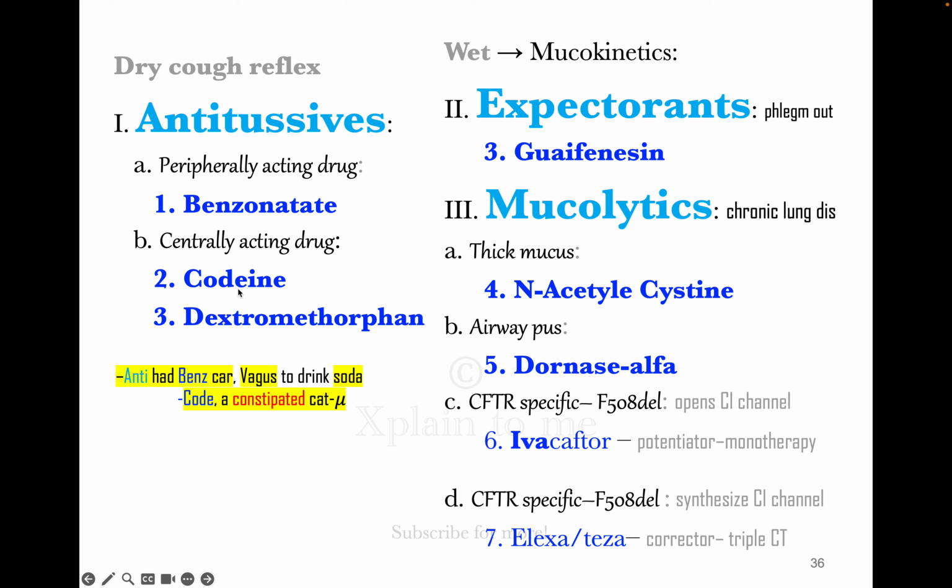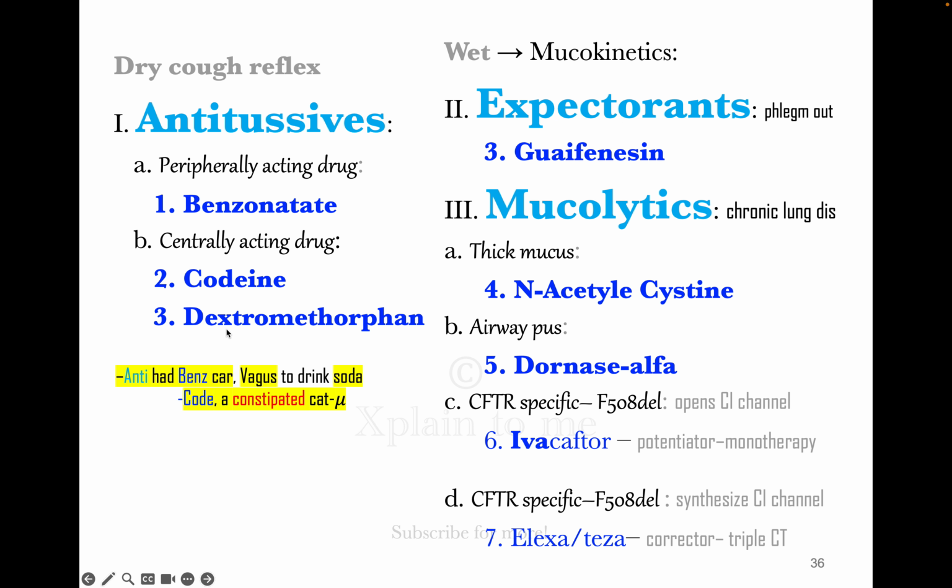That's another mnemonic, if you like. Then codeine can increase fluid absorption, reabsorption, and also reduce the smooth muscle contraction or the peristalsis. This can result in constipation. Okay, the same mechanism, mu-opioid receptor agonism.